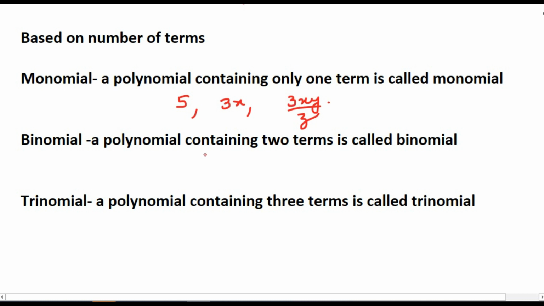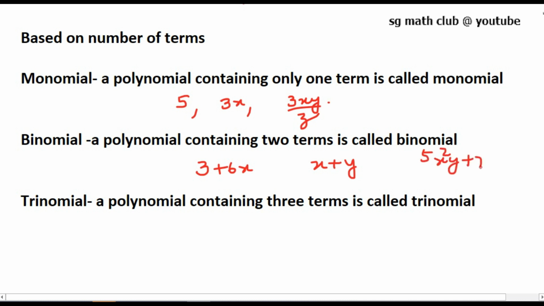Again, a polynomial containing two terms is called a binomial. For example, 3 plus 6x or x plus y or 5x square y plus 7z. All these are examples of binomial. We have two terms. First term is 3 and second term is 6x. In this binomial, first term is x and second term is y. So a polynomial containing two terms is called a binomial, and a polynomial containing three terms is called a trinomial.